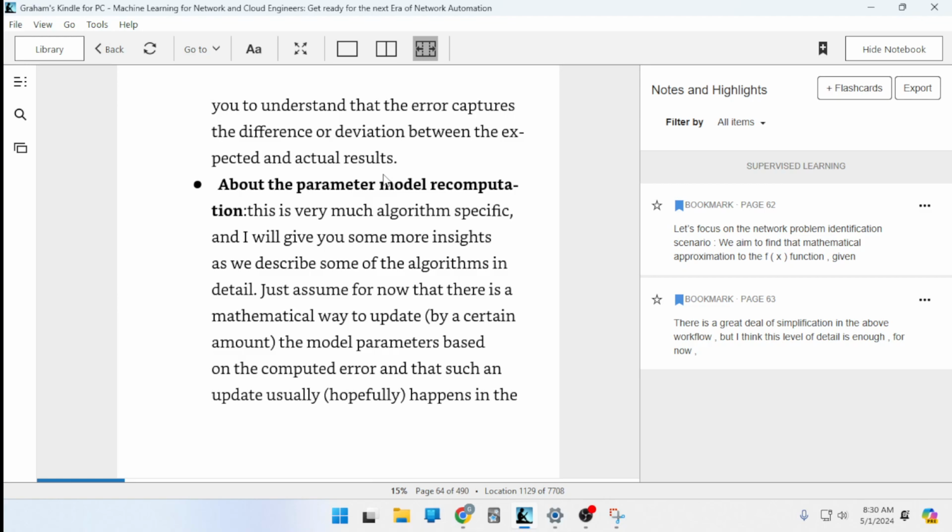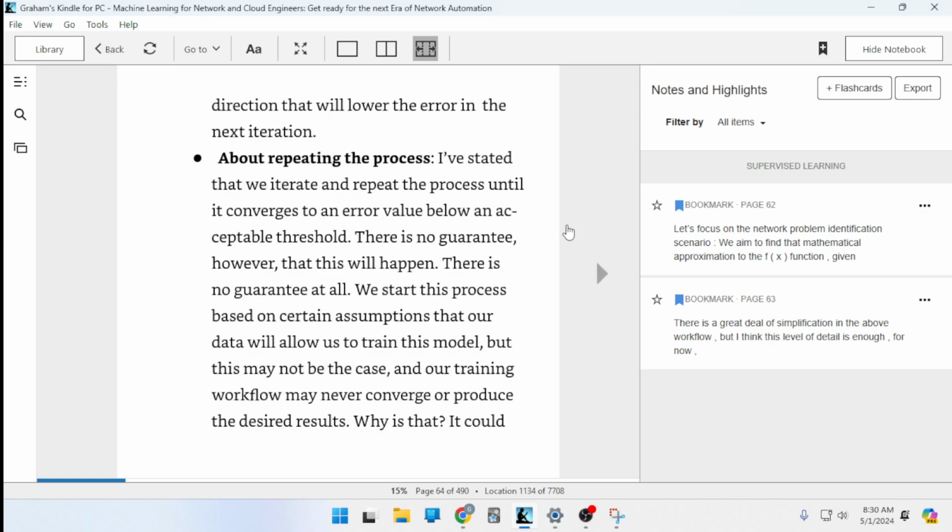About the parameter model recomputation. This is very much algorithm specific, and I will give you some more insights as we describe some of the algorithms in detail. Just assume for now that there is a mathematical way to update by a certain amount the model parameters based on the computed error, and that such an update usually, hopefully, happens in the direction that will lower the error in the next iteration. About repeating the process.